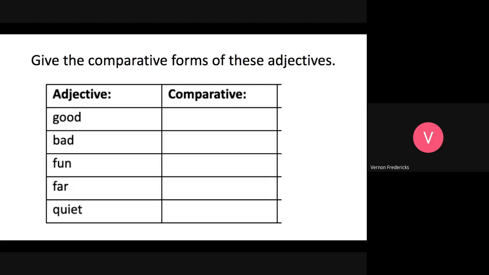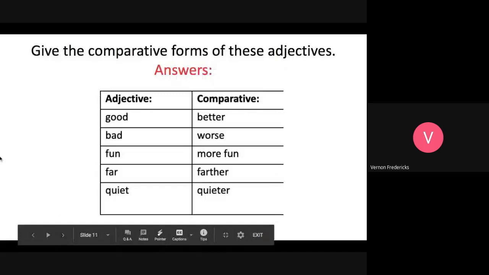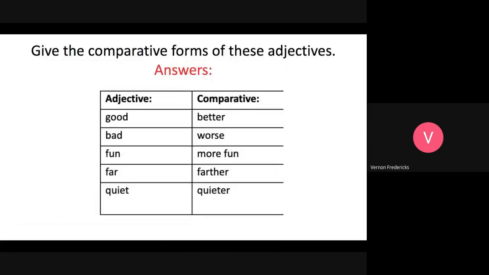Okay, students, let's have a look at your answers. Good becomes better. Bad becomes worse. Fun, more fun. This is a stative verb. It's an adjective. The adjective is fun. So we're going to speak about fun, more fun. Far, we use farther. And quiet, for the comparative, we say quieter.